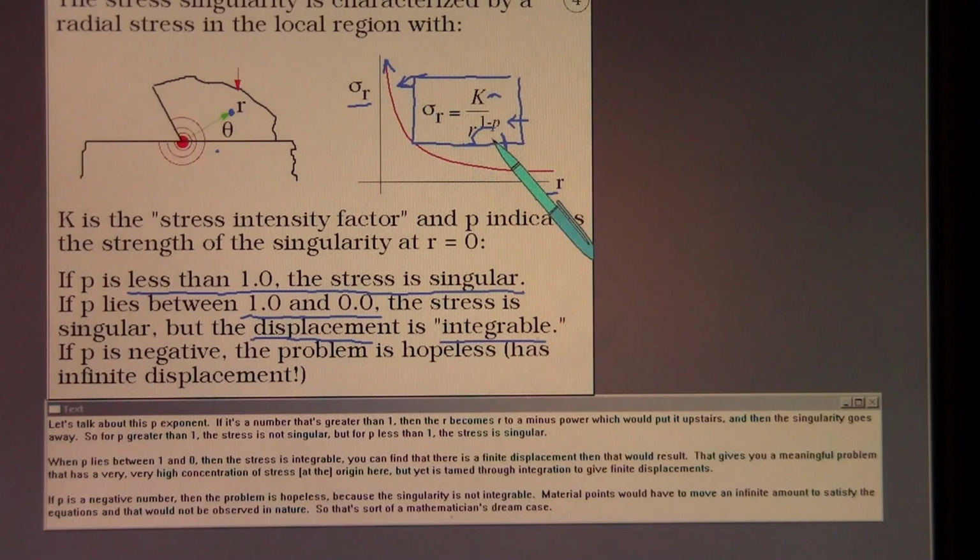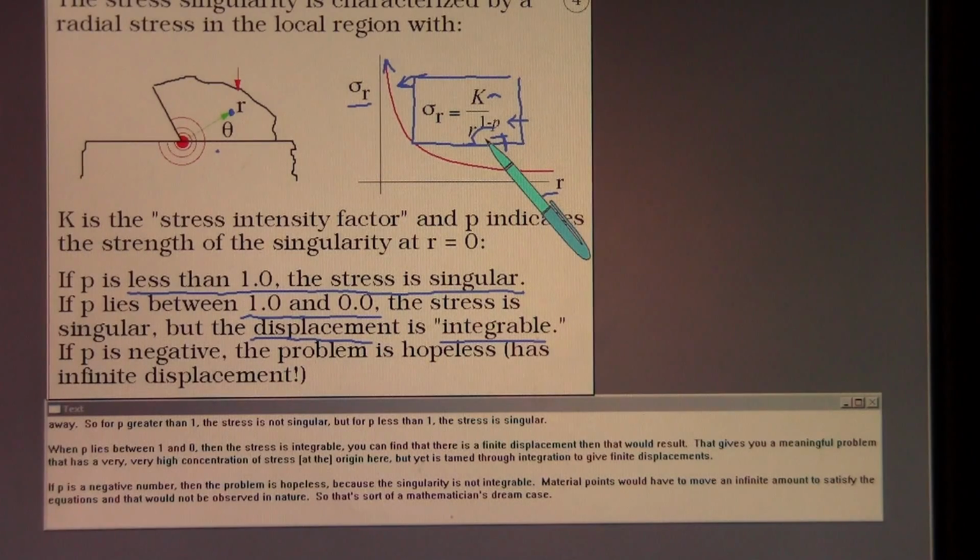Now, if P is a negative number, then the problem is hopeless because the singularity is not integrable. Material points would have to move an infinite amount to satisfy the equations, and that would not be observed in nature. So that's sort of a mathematician's dream case.